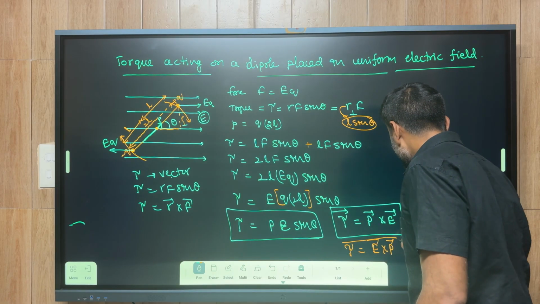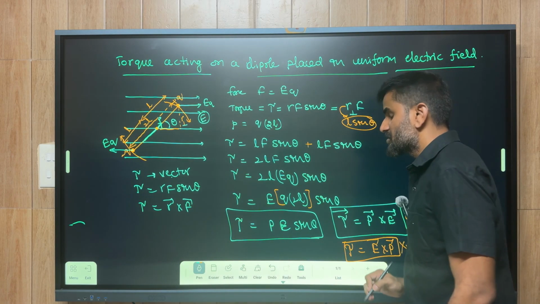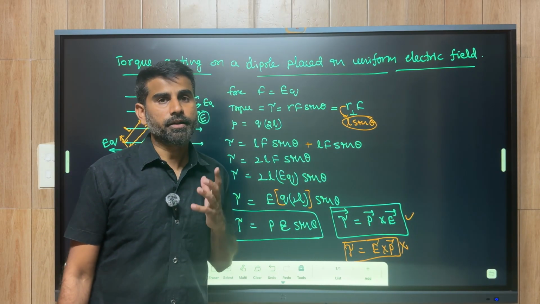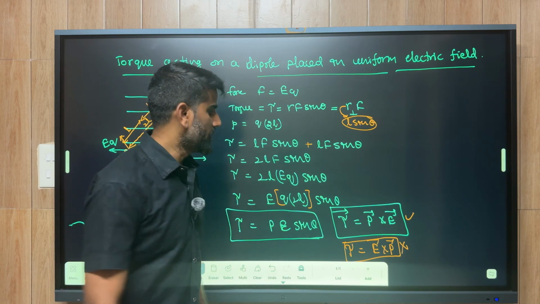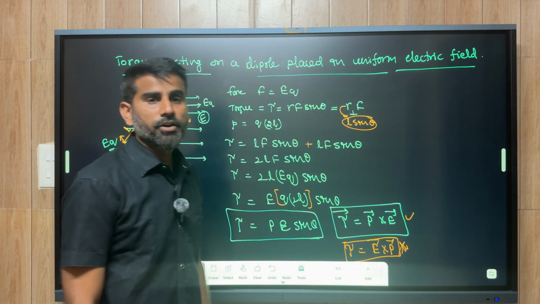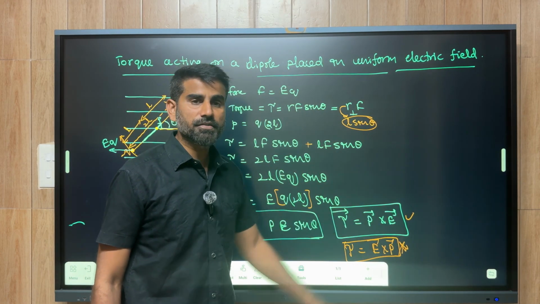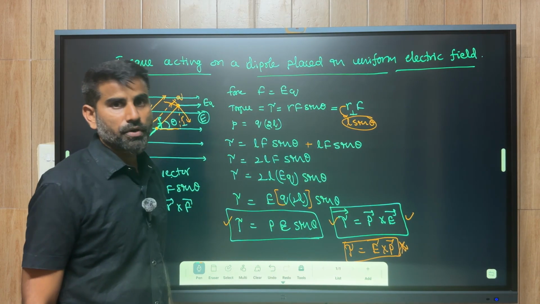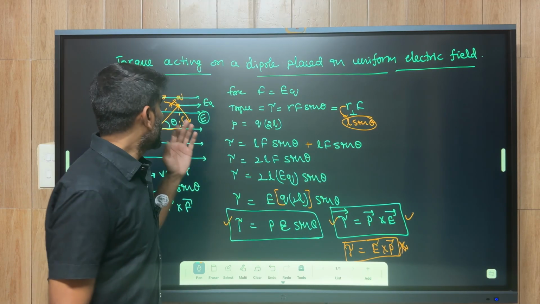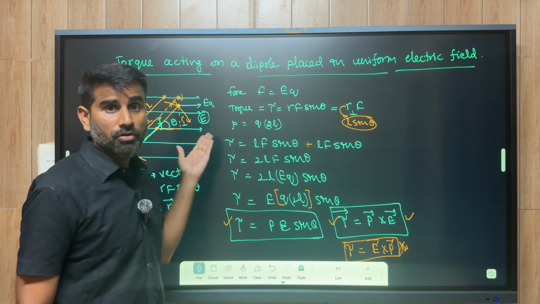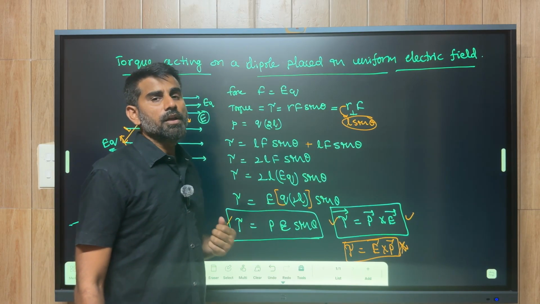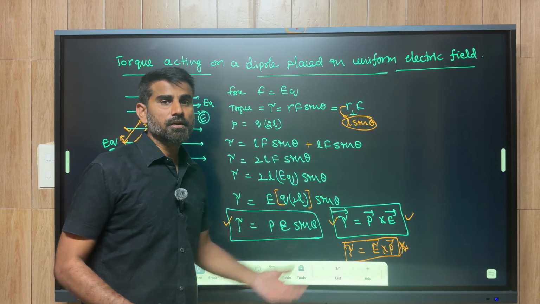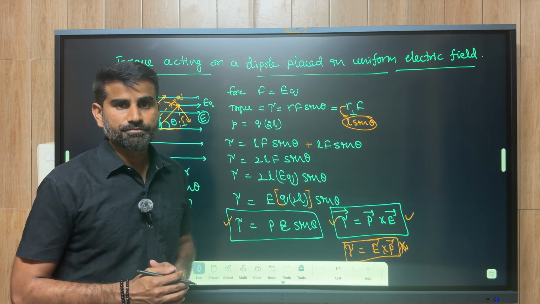So this is entirely wrong representation of vector form of torque acting on a dipole placed in a uniform electric field. Hope my point is clear, right? What is correct? Torque tau is equal to P cross E. We use these two formulas for any analysis of the torque acting on electric dipole which is placed in uniform electric field. Hope my explanation is clear to you. Hope the results that we have obtained are absolutely understandable.